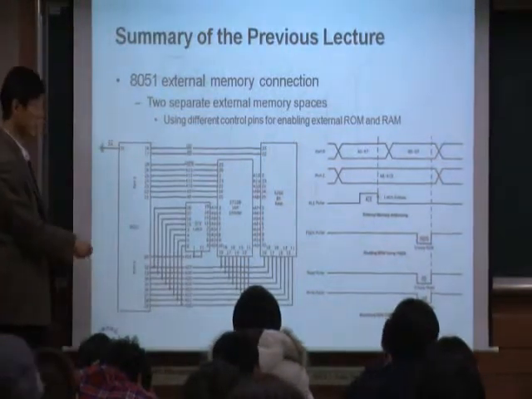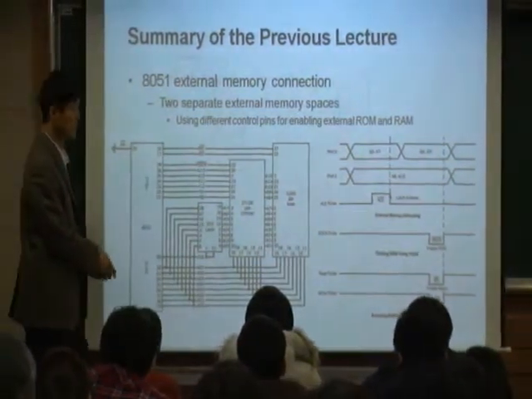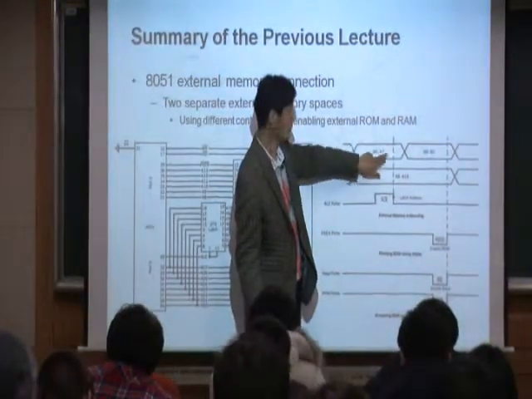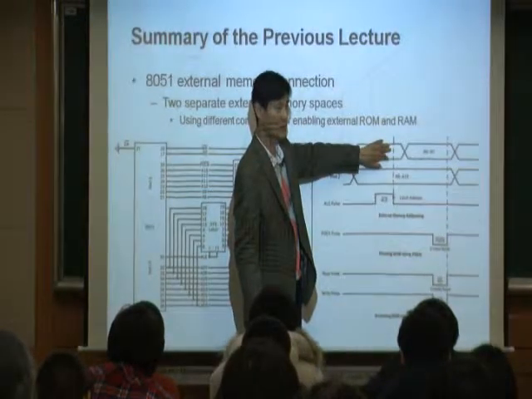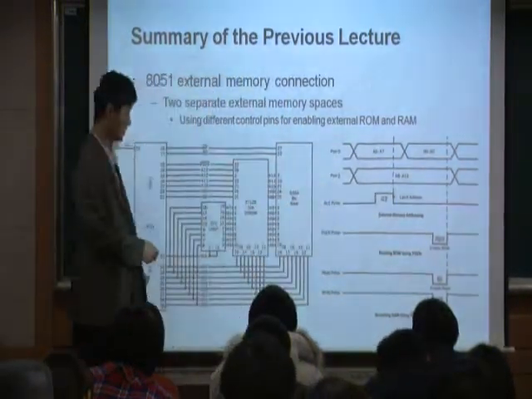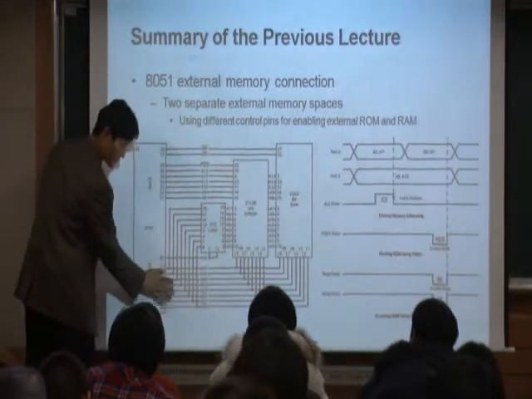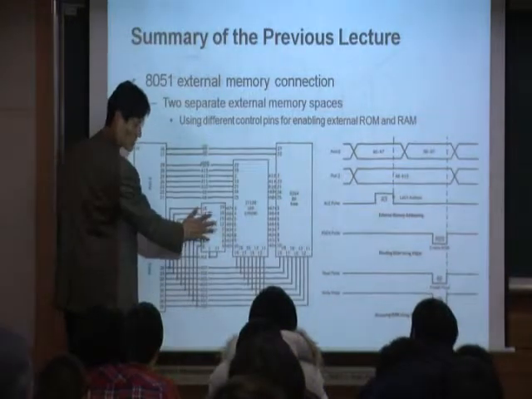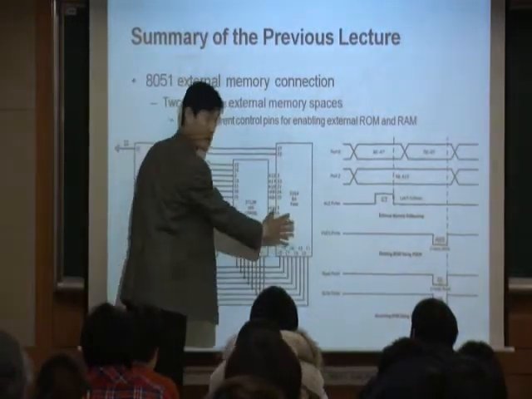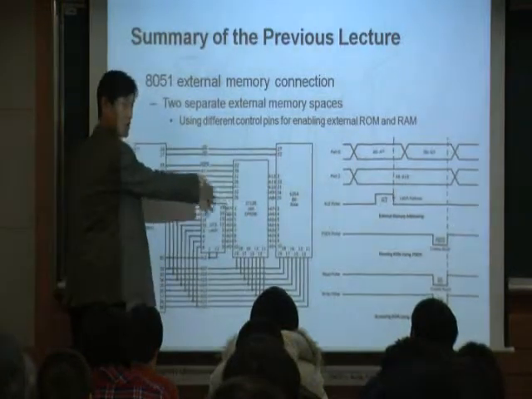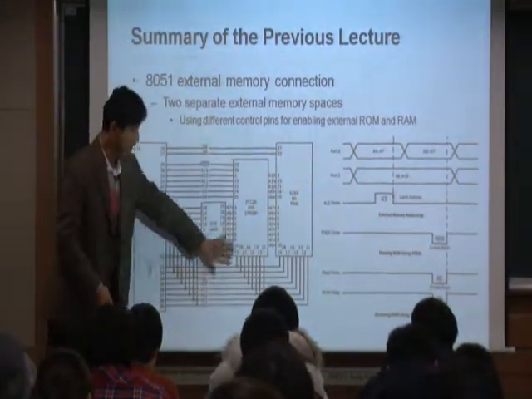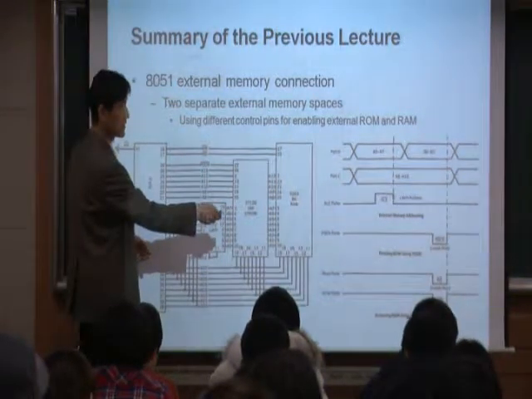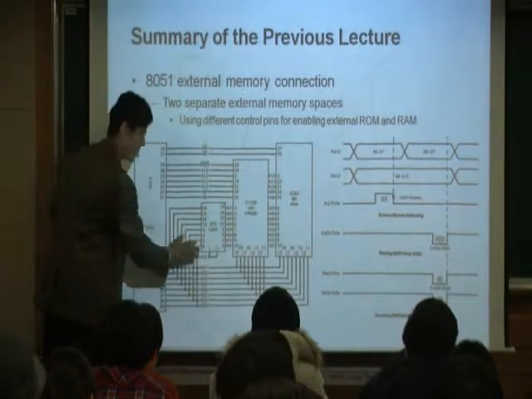Why do you want to turn on this latch? Because you want to keep this value, the lower 8-bit address value, stored in this latch. These 8 bits of port 0 are connected to the latch. They are connected to the EPROM and the RAM also, right? These 8 bits are connected to all of them. Since they are connected to all of them, when you send out 8 bits, they go to everyone.